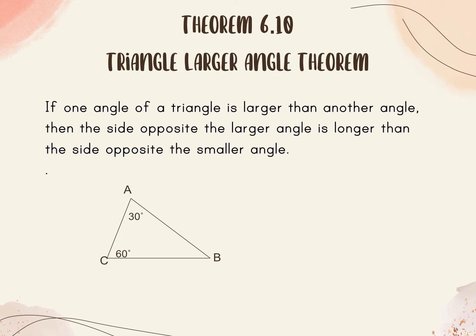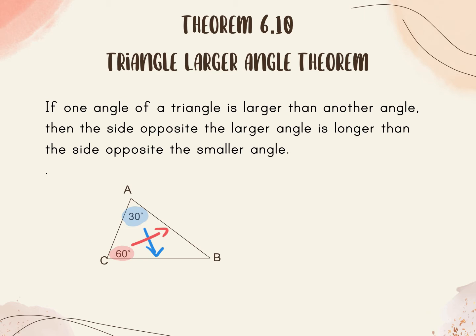Okay, for the next theorem, this one is called the triangle larger angle theorem, and this one states that if one angle of a triangle is larger than another angle, then the side opposite the larger angle is longer than the side opposite the smaller angle. So now I'm going to look at the angle measures and try to determine which side is longer. So the 30-degree angle, angle A, is opposite to side BC here. And then the 60-degree angle, angle C, is opposite to side AB.